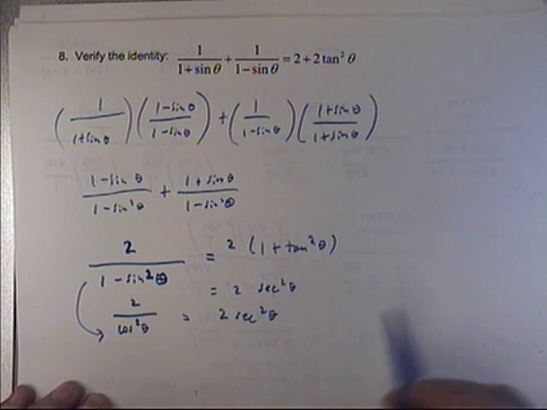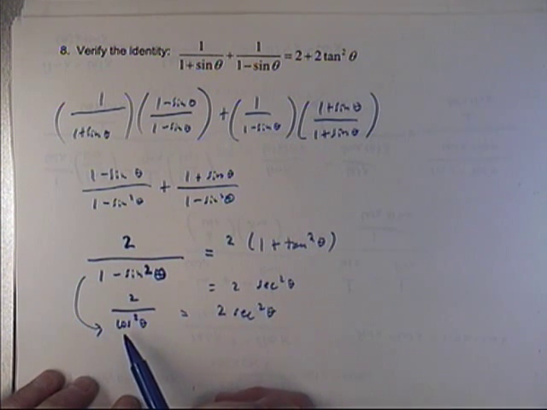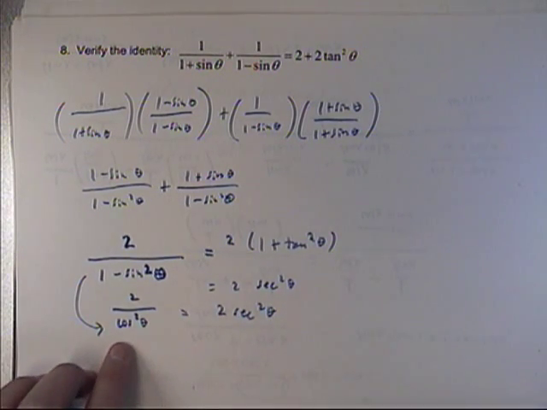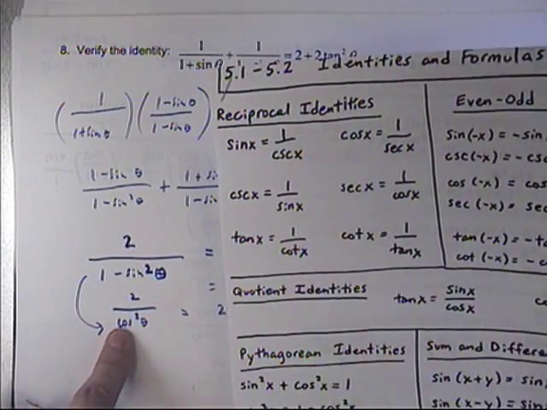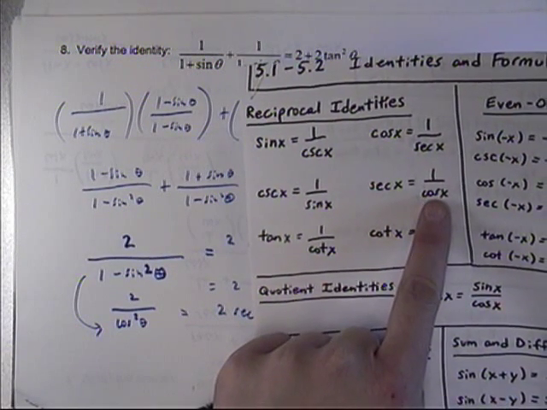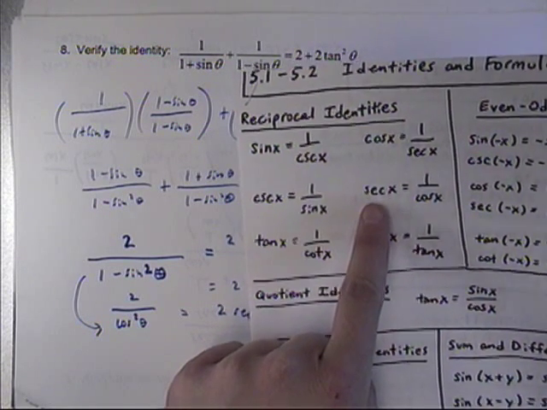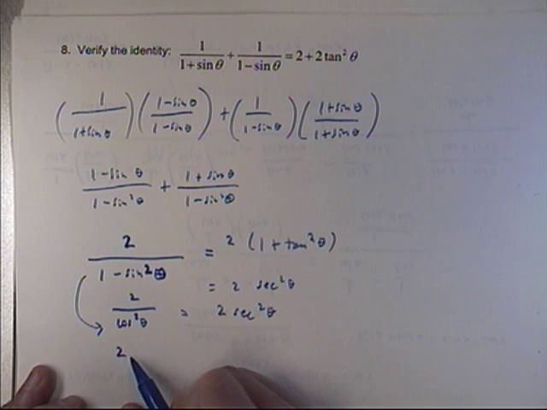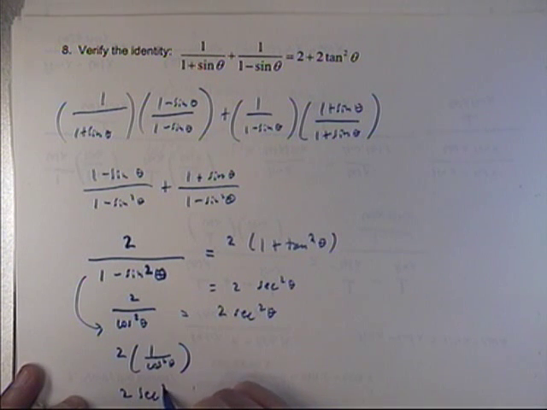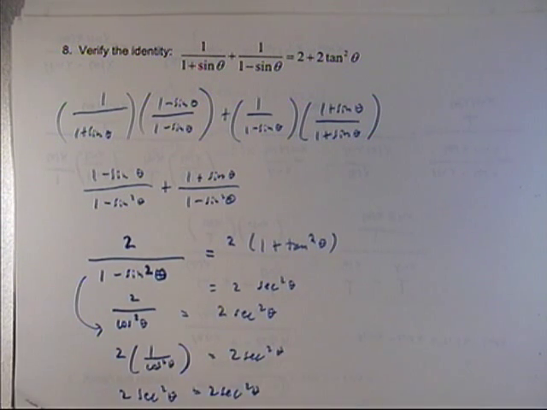Now, is that equal to 2 secant squared theta? Yes, it is. If I rewrite the left-hand side, it's basically 1 over cosine here. And since this is a squared identity, this is 1 over cosine squared, and that's equal to secant squared. Then I could simply rewrite this one as 2 times 1 over cosine squared, which is 2 times secant squared. And then I finally have them as equals.